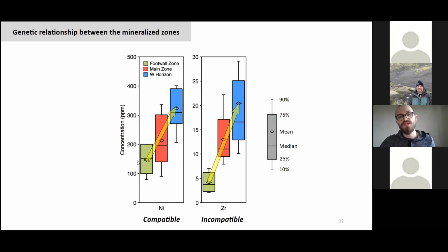And so these variations cannot be explained again just by fractionation of a single batch of melt, and suggest that each of these zones actually crystallized from compositionally distinct batches of magma, again consistent with this idea of a conduit type system.